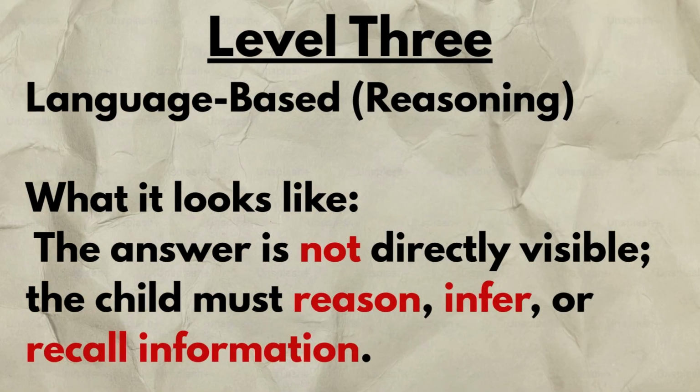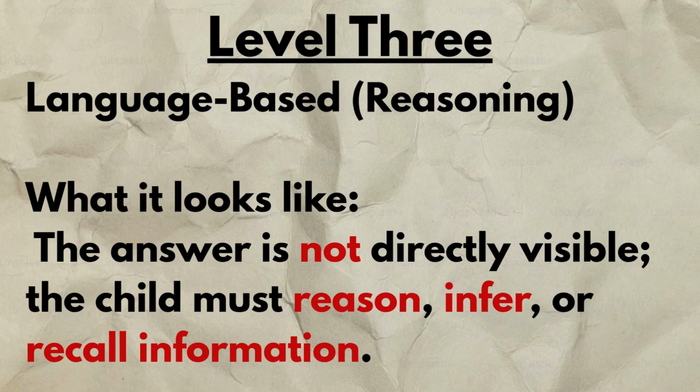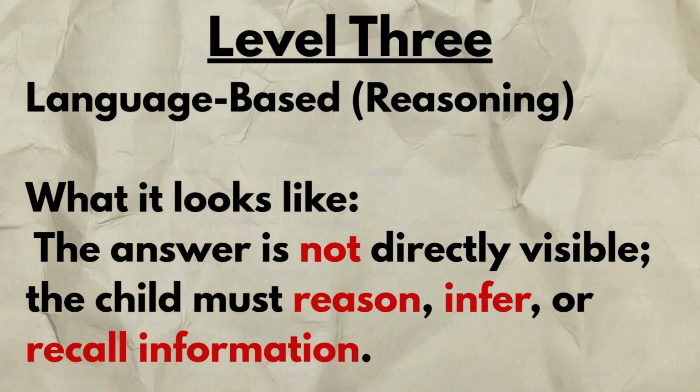Level 3. These are language-based reasonings. The answer isn't visible on the page. The child has to use language or memory to answer this question. So, for example, where is the little girl going? Maybe the story has just said the girl is off to school, but we haven't seen the school yet on the page. The girl is just in the car.